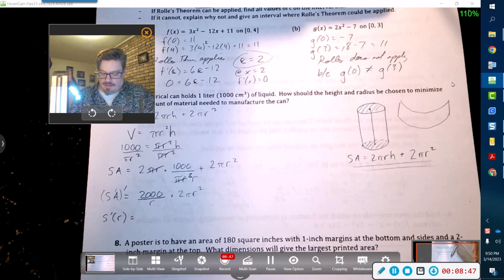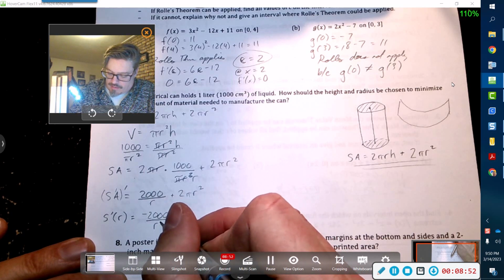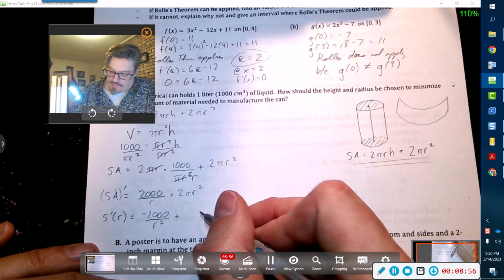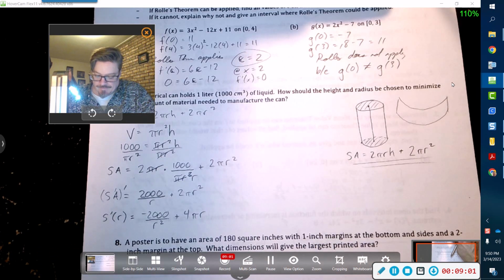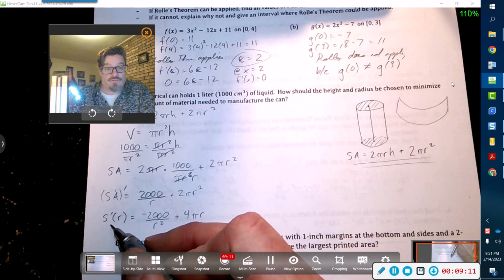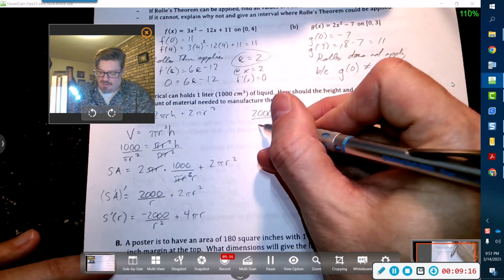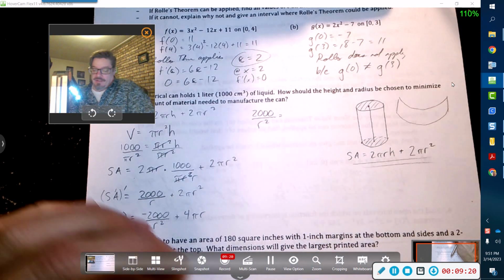All right, so the derivative of this would be negative 2,000 over r squared, and then this guy would be 4 pi r. Now maxes and mins always happen when the derivative is 0, so let's go ahead and set it to 0. By setting it to 0, this guy will swing over to the other side and become positive, so we're going to rewrite that. And for time, I'm just going to write it like this.